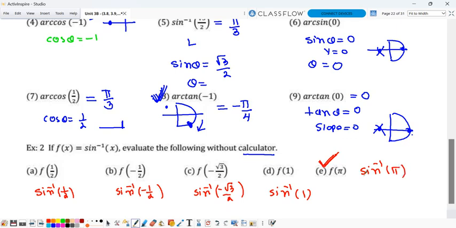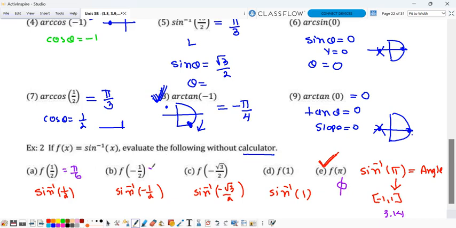Sine inverse of pi. Now remember, the answer is always the angle. But the domain of sine inverse is negative 1 to 1. And what's the number pi? Pi is 3.14. 3.14 is clearly not in this domain. So this does not exist. I'm writing the answer quickly.